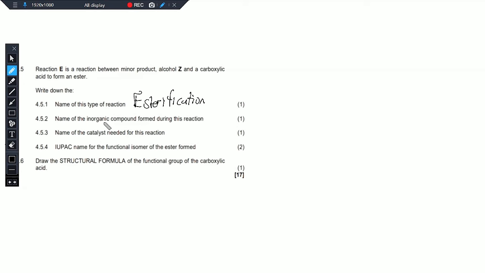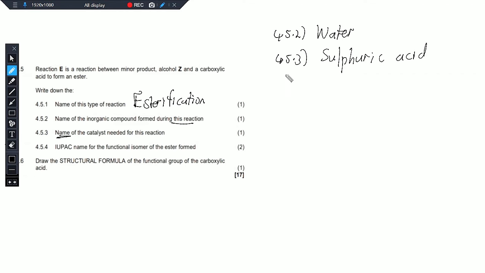Then 4.5.2, name of the inorganic compound formed during this reaction. We know that with esterification, we form a byproduct, water, right? They said name, so don't write H2O. You're supposed to say water. And then, name of the catalyst needed for this reaction. We know that the catalyst is sulfuric acid, right? So if you had written H2SO4 here, you would be penalized, because they said name.